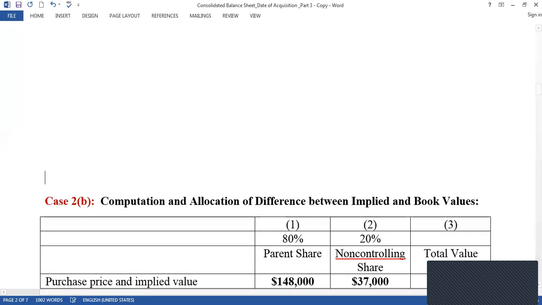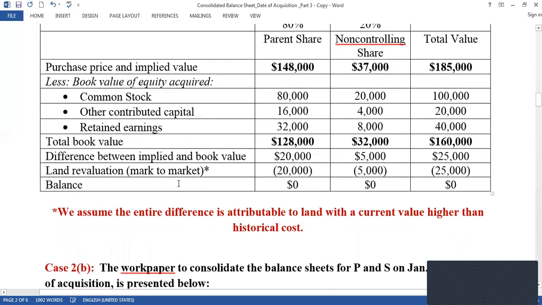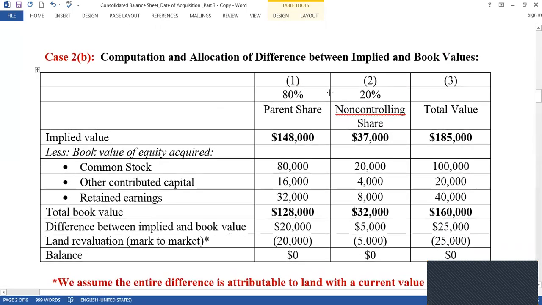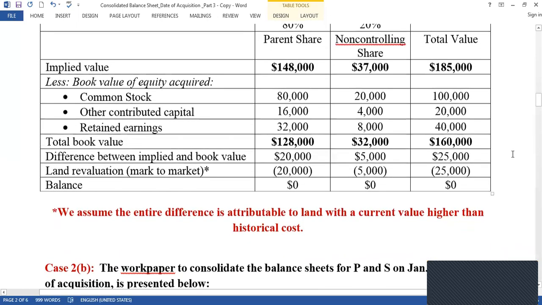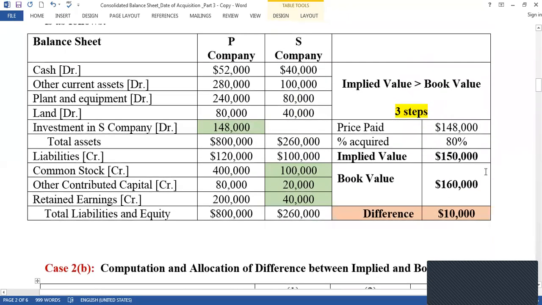Now as we already have non-controlling interest, we have to allocate the implied value and book value to these two groups: the parent company 80%, and 20% the non-controlling interest. So here you can see that first we are going to allocate the implied value. What is the total amount of implied value? The total amount is $185,000. This one.